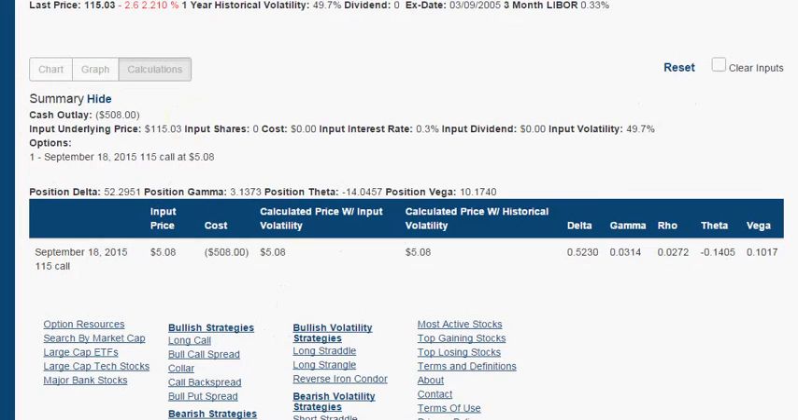4.57. So, as you can see, it's going to be a $51 move. So as you can see, the gamma gets subtracted from the delta, and again, it's not constant. So that's it. Thank you.